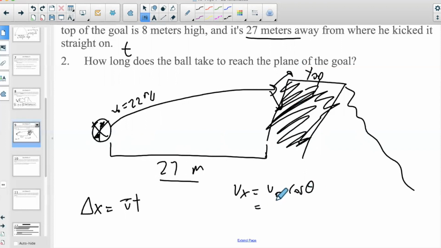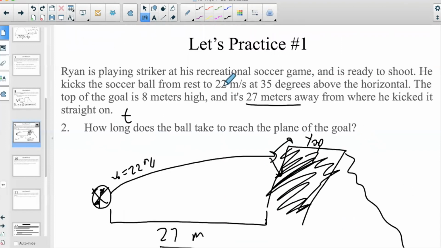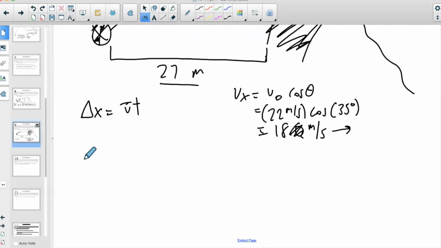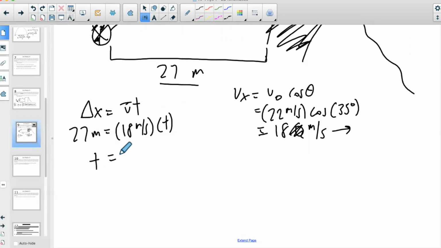And let's plug in our numbers. And finally, we end up with 18.0 meters per second. This could be just to the right. Though I think they're writing in 2 significant digits, so you don't really need the 0 if you don't want to. All right, so now we know this, and we're solving for time. So let's just plug in and solve. And when you're done, you will get a value of 1.5 seconds if you did it right. And that's the answer here.